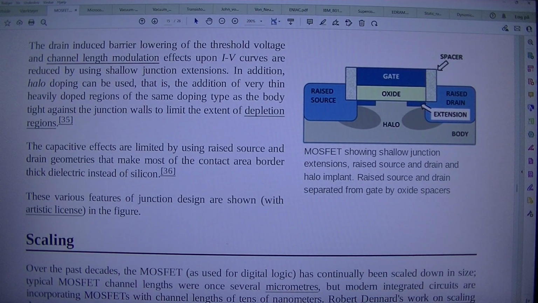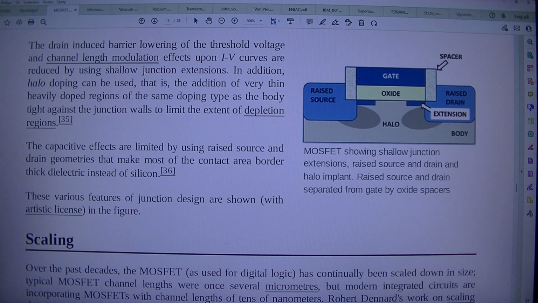The drain-induced barrier lowering of the threshold voltage and channel length modulation effects upon I-V curves are reduced by using shallow junction extensions. In addition, halo doping can be used, that is, the addition of very thin heavily doped regions of the same doping type as the body tight against the junction walls to limit the extent of depletion regions. The capacitive effects are limited by using raised source and drain geometries that make most of the contact area border thick dielectric instead of silicon. These various features of junction design are shown, with artistic license, in the figure.